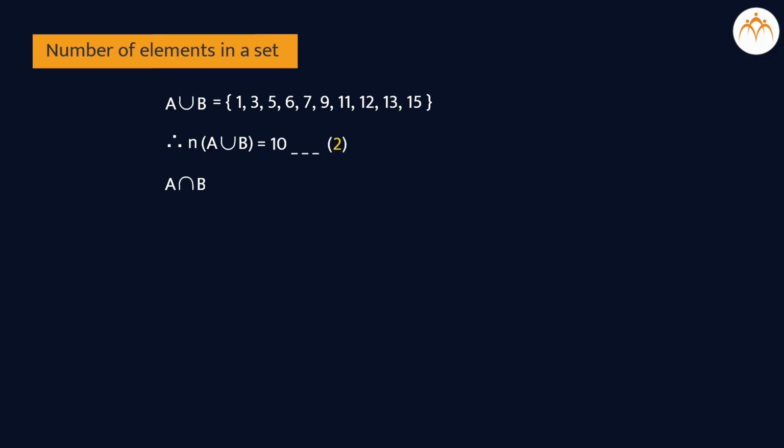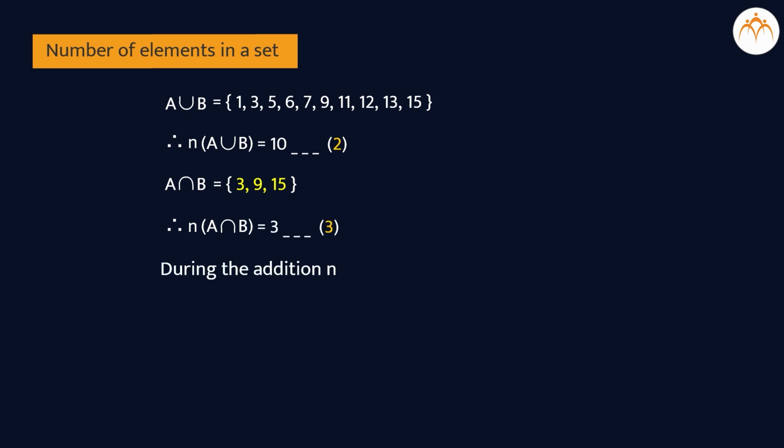The set A ∪ B contains elements 1, 3, 5, 6, 7, 9, 11, 12, 13, 15. Therefore, number of elements in set A ∪ B equals 10. This is equation 2. The set A ∩ B contains elements 3, 9 and 15. Therefore, number of elements in set A ∩ B is equal to 3, equation 3.